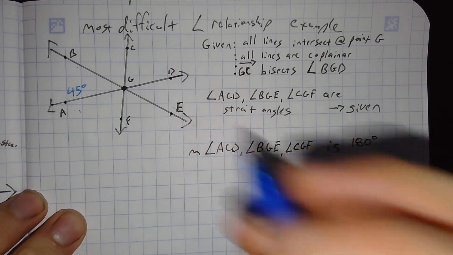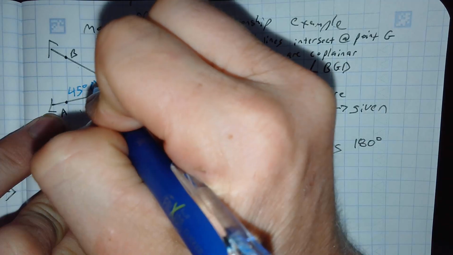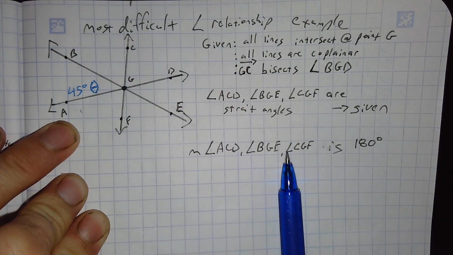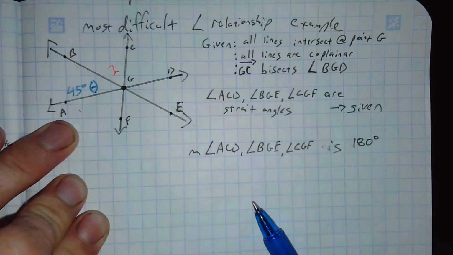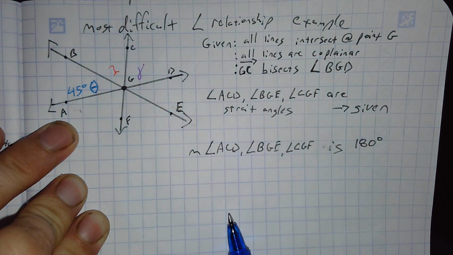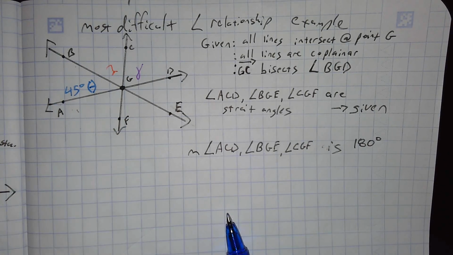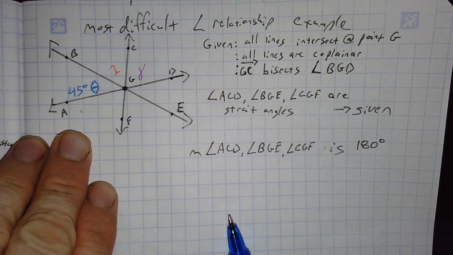And then I'm going to call this angle theta. I'm going to call this angle lambda. I'll call this angle gamma. And let's see what we can do with that so far. All right, so what are some relationships here?